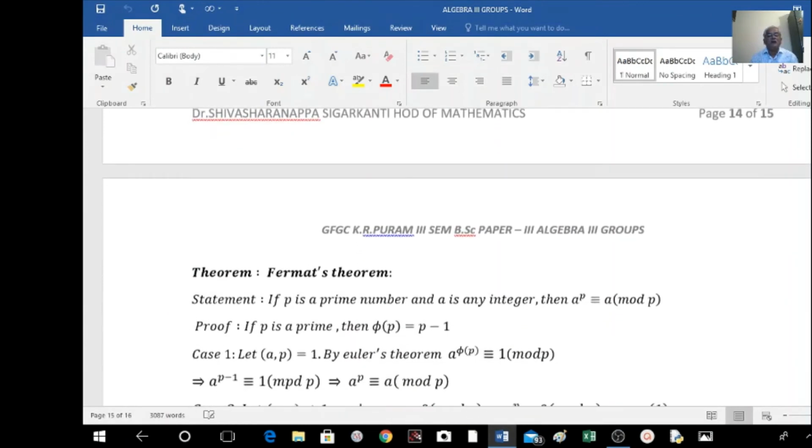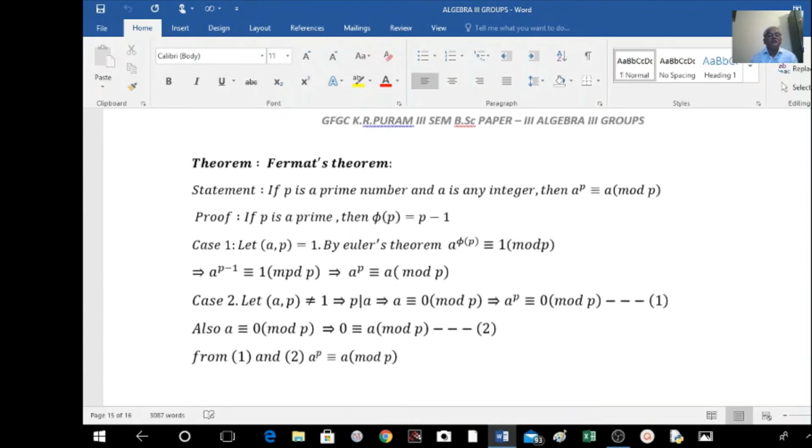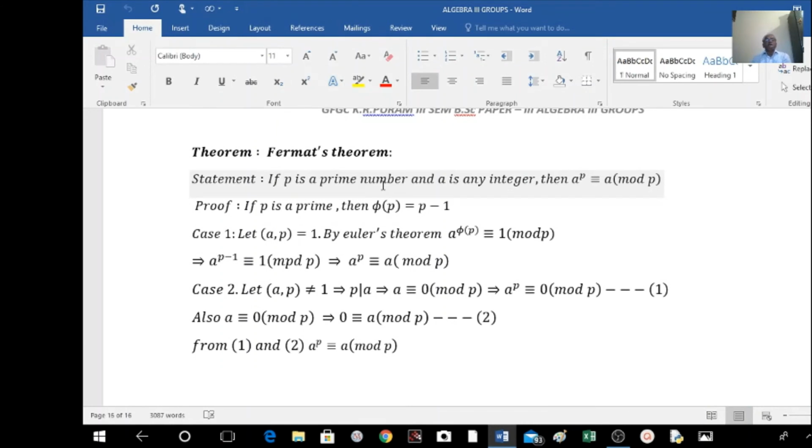Next we have Fermat's theorem. This theorem is: if p is a prime number and a is any integer, then a to the power of p is congruent to a mod p.